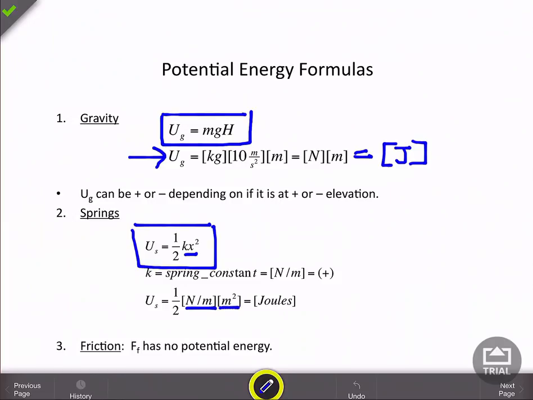X is x squared, so that's in meters squared. That gets us Newton meters or joules. So spring potential energy is also measured in joules. And remember that friction has no potential energy function associated with it.